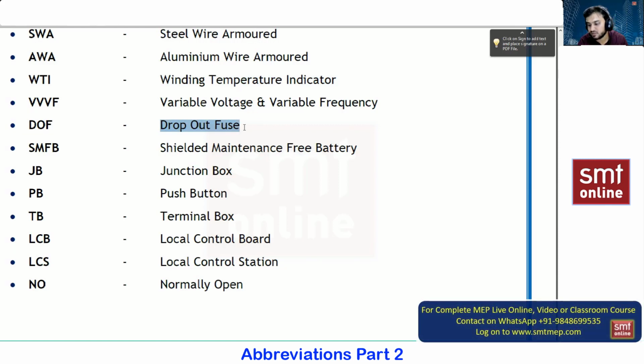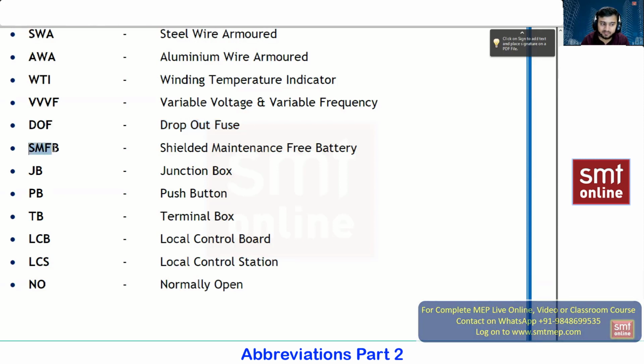Next, we have the DOF, dropout fuse, or burnout fuse or blown out fuse, I can say, if it is damaged. Excuse me, sir. Yes. VFD is having VVVF, triple VF? Yes. VVVF is the technology. VFD is the name of the process, and this is the technology we use, the process to run your machine.